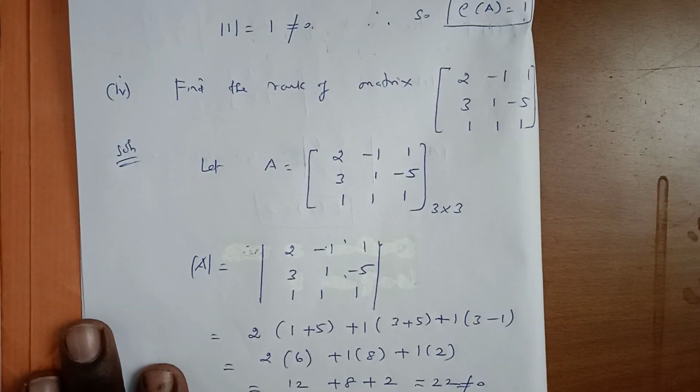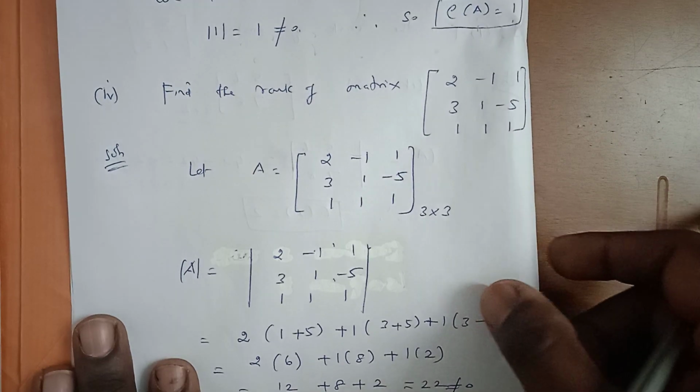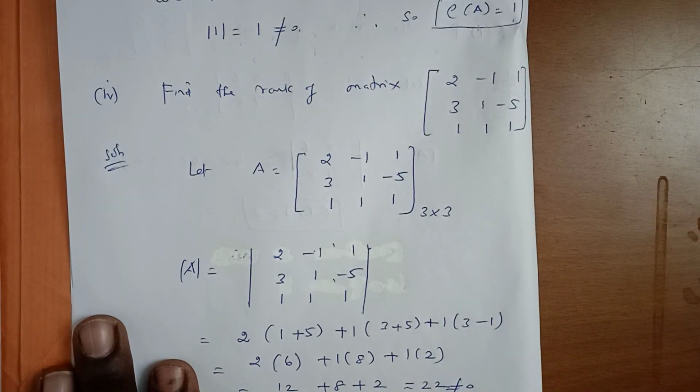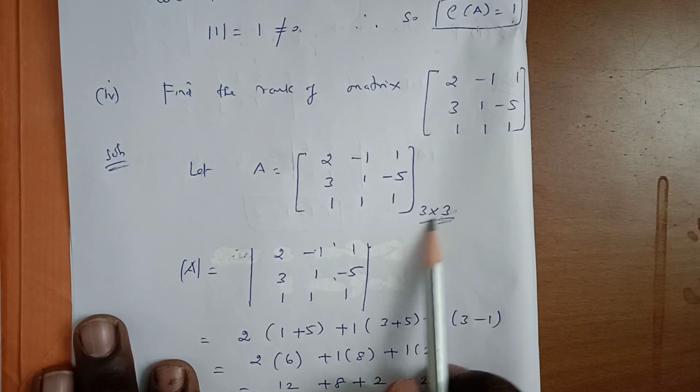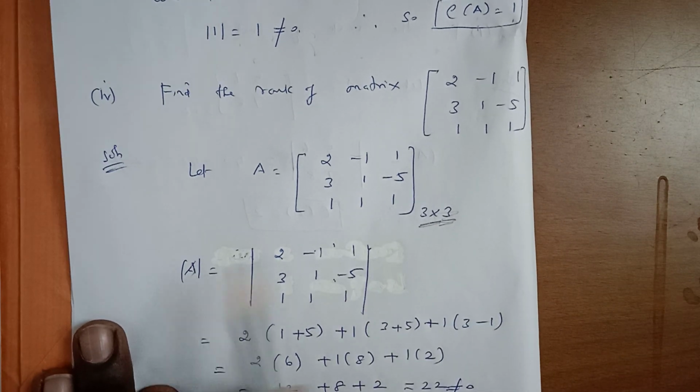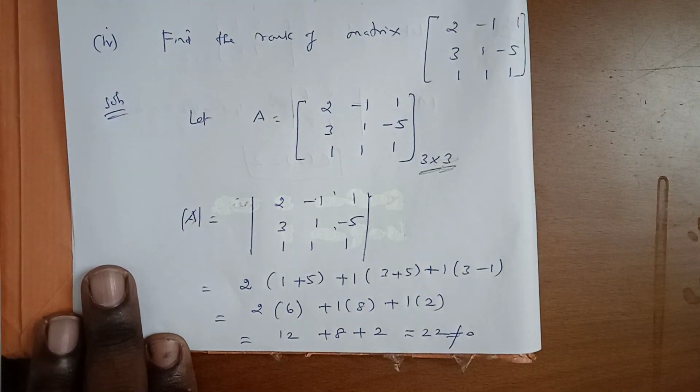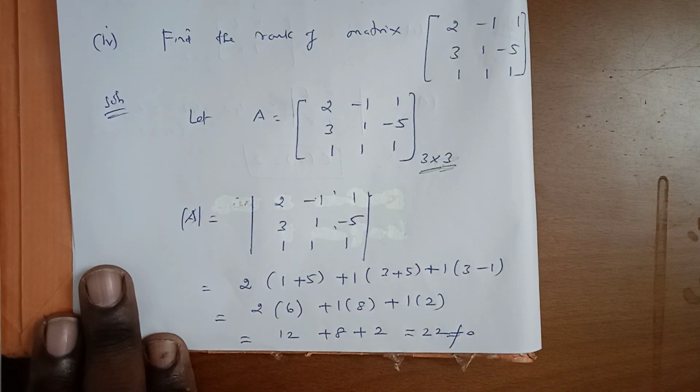Find the rank of the matrix 2, minus 1, 1; 3, 1, minus 5; 1, 1, 1. Let us take the matrix A equal to 2, minus 1, 1, 3, 1, minus 5, 1, 1, 1. So this is the 3 by 3 matrix. First we have to find out the determinant value.